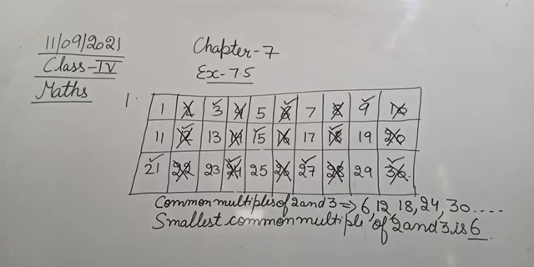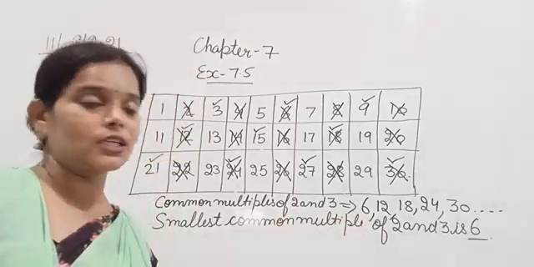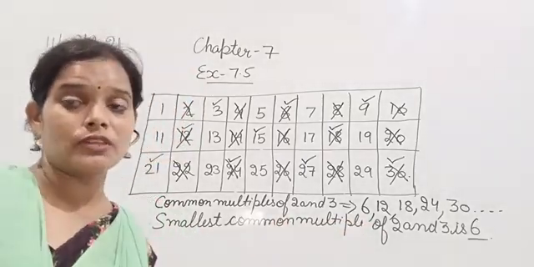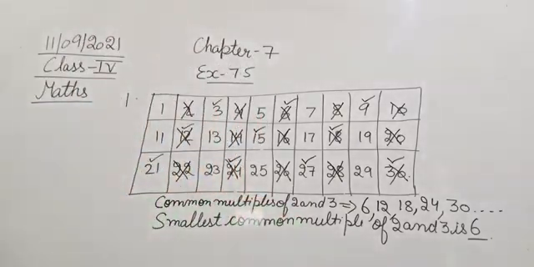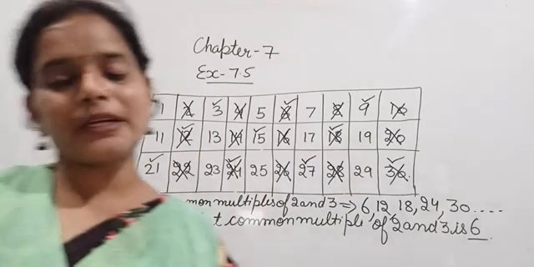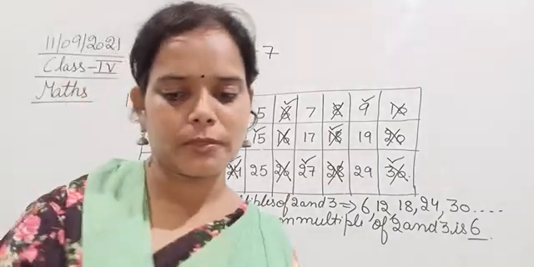So देखिए, we have marked a tick on the multiples of 3. Then we have crossed the multiples of 2. And then after that we have found the common multiples of 2 and 3, that is 6, 12, 18, 24 and 30, and the smallest common multiple of 2 and 3 is 6. Clear? Chaliye. So this is the solution for question number 1. So it's better that you should do it in your notebooks. Chaliye. Moving next to question number 2.